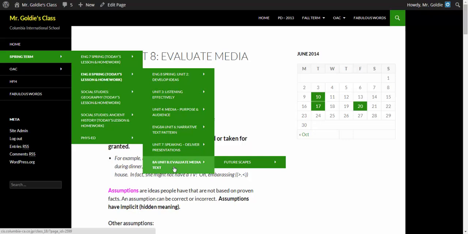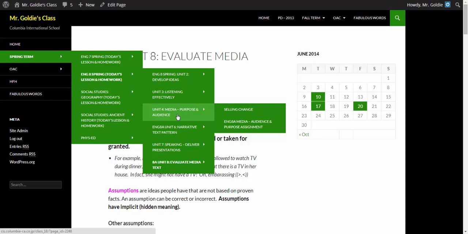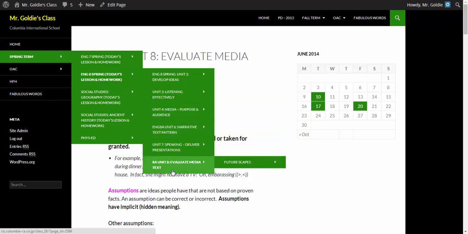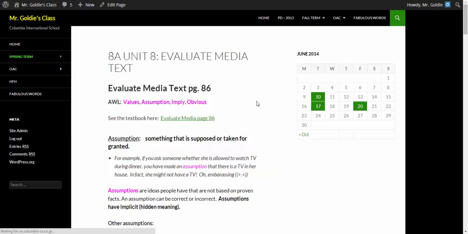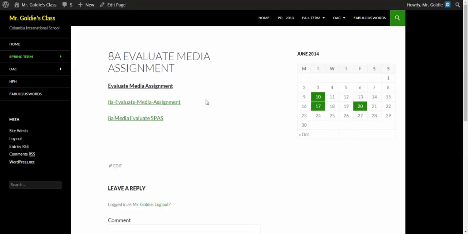Alright, we are beginning a new unit today called Evaluate Media Text. As you can see here, there are 3 tabs, the assignment page here. In the last media unit, we discussed how to identify purpose and audience, and we rated the effectiveness of the media text in terms of achieving its intended purpose and meeting or reaching its intended target audience. However, in this unit we are going to look more into making inferences while viewing media text. So let's just first look at the media assignment here.